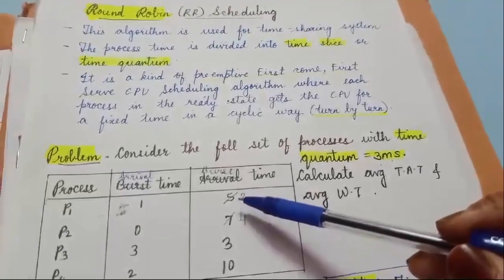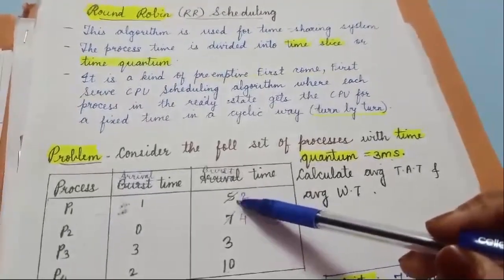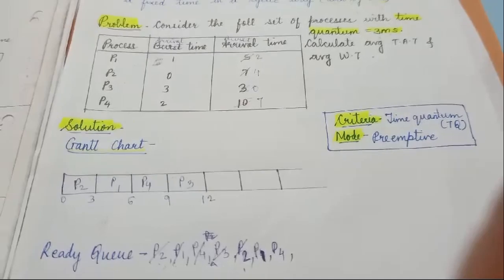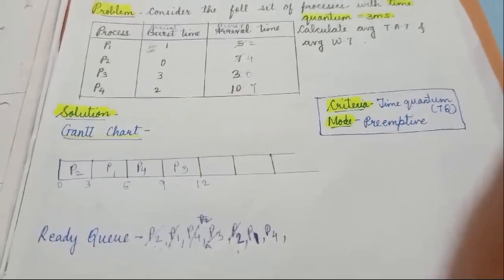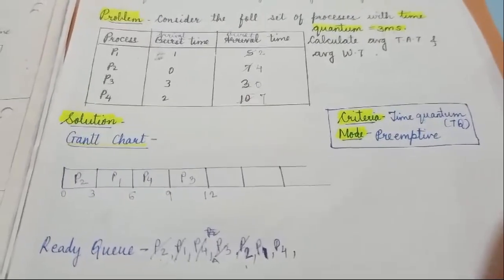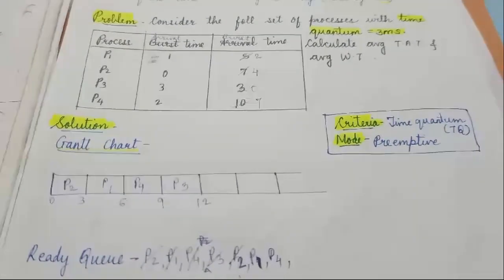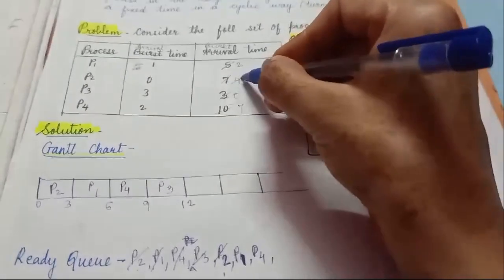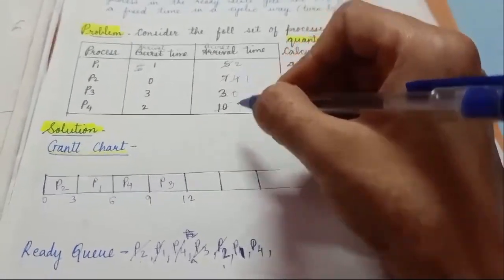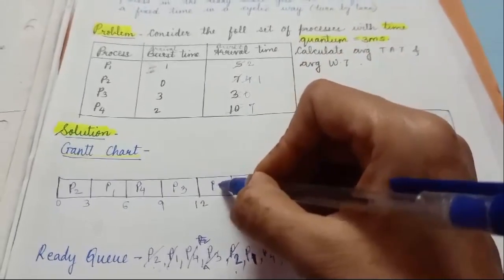That means we'll subtract the time from the burst time, that is 5 minus 3. Now next, after P3 in the ready queue is P2. In the ready queue is P2 with the burst time 4. It will process up to 3 seconds. So 4 minus 3 is 1. So we'll write down here P2.